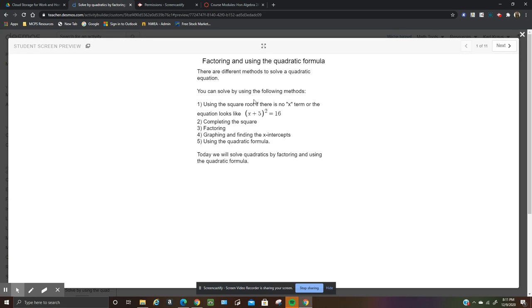You could also graph the quadratic itself and find the x-intercepts on a calculator. And today we'll also try to use the quadratic formula to solve a quadratic. So today, once again, we'll be solving quadratics by factoring and using the quadratic formula. If we don't get to the quadratic formula, we'll do it the next class.